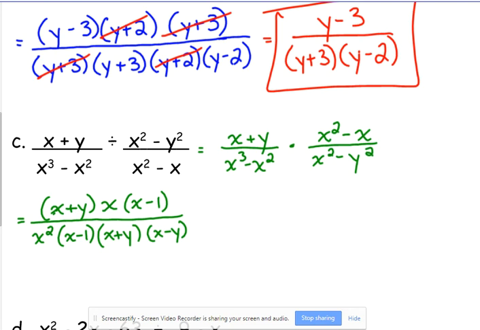I believe that puts us at fully factored, so x plus y in the top and the bottom, x minus 1 in the top and the bottom. X over x squared, we can cancel one of those. So that leaves us with an x in the bottom, a 1 in the top, and our x minus y is still in the bottom.